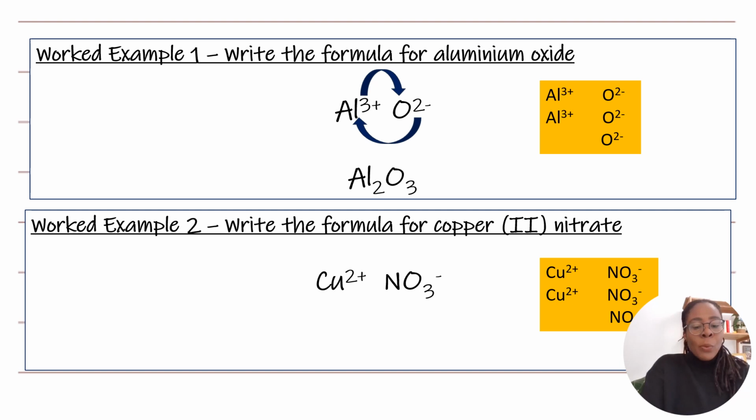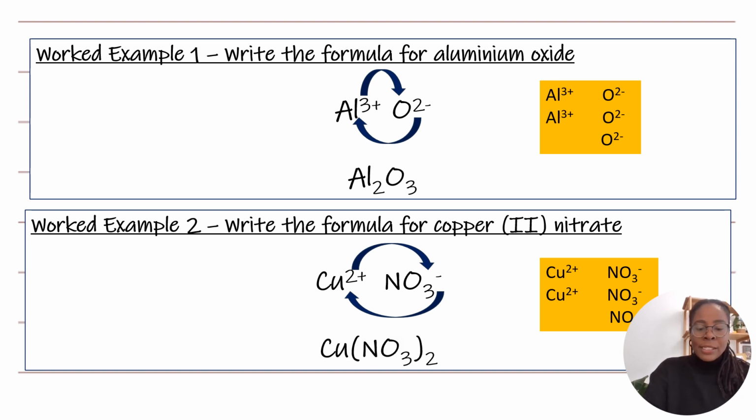Or the shortcut way, we can just do some cross multiplication: give the 2 from the copper over to the nitrate, give that invisible 1 from the nitrate over to the copper, and we end up with Cu with an invisible 1, and then NO3 2. Notice that we need brackets around the NO3 because we want 2 lots of the whole NO3. If we don't have the brackets, that would look like we had 32 oxygens, which we definitely do not.